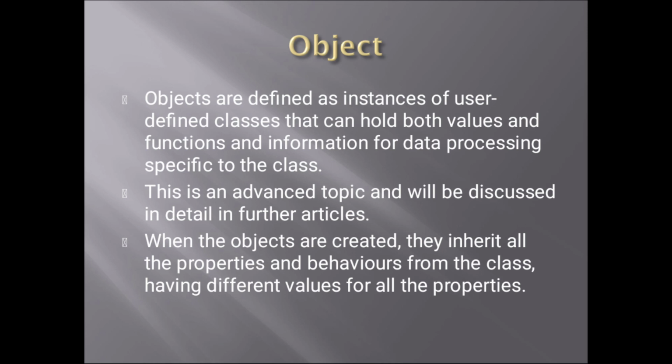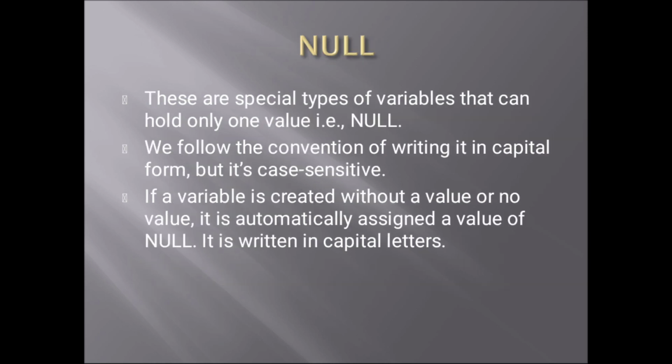What is meant by object? Objects are defined as instances of user-defined classes that can hold both values and functions, and information for data processing specific to the class. This is an advanced topic and will be discussed in further articles. When objects are created, they inherit all the properties and behavior from the class, having different values for all the properties.